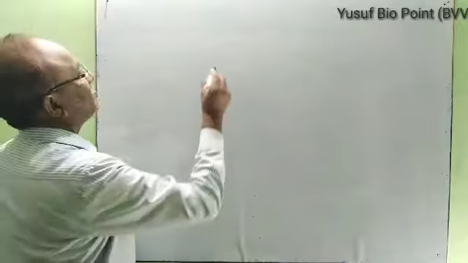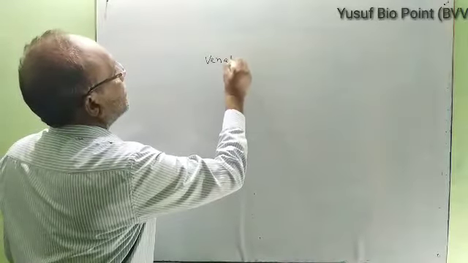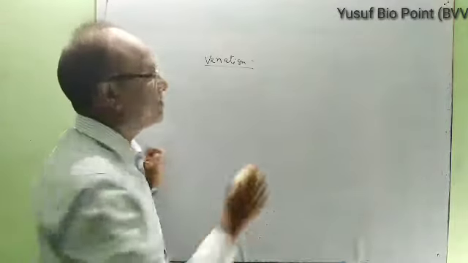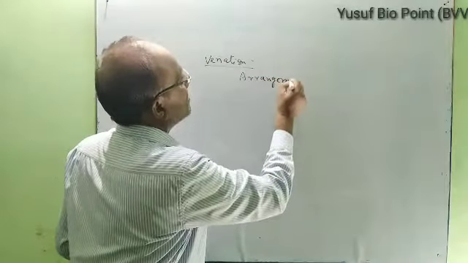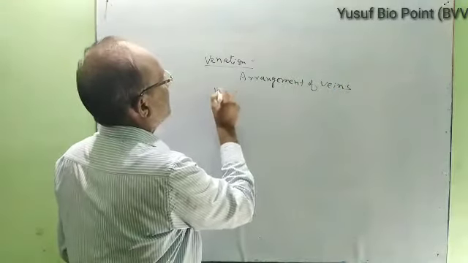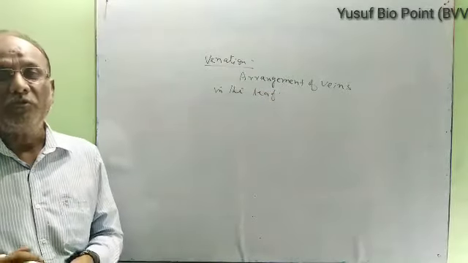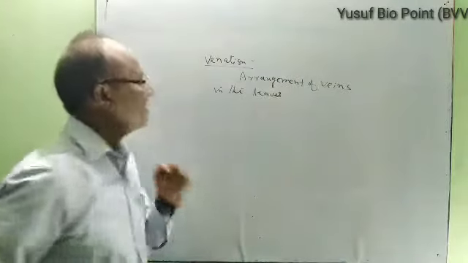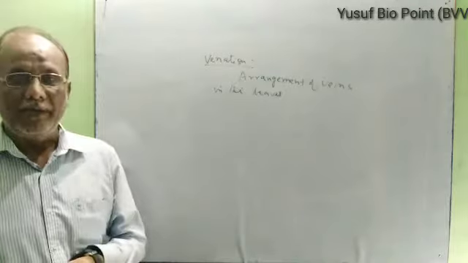Now the next point is venation. Venation means arrangement of veins in the leaf. पत्तियों में जो veins की व्यवस्था होती है उसको हम लोग क्या कहते हैं, वेनेशन कहते हैं.